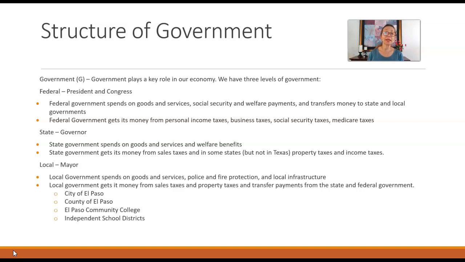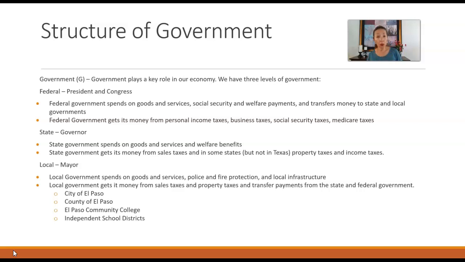Then we have state government, and that's headed up by the governor and your state representatives. And the state government spends on goods and services like roads, bridges, infrastructure, school districts, and they also have some welfare benefits. Our state government, which is Texas, gets its money from sales tax, and in other states, some states get property taxes and income taxes, but the state of Texas does not have property taxes on households and does not have income taxes on households.